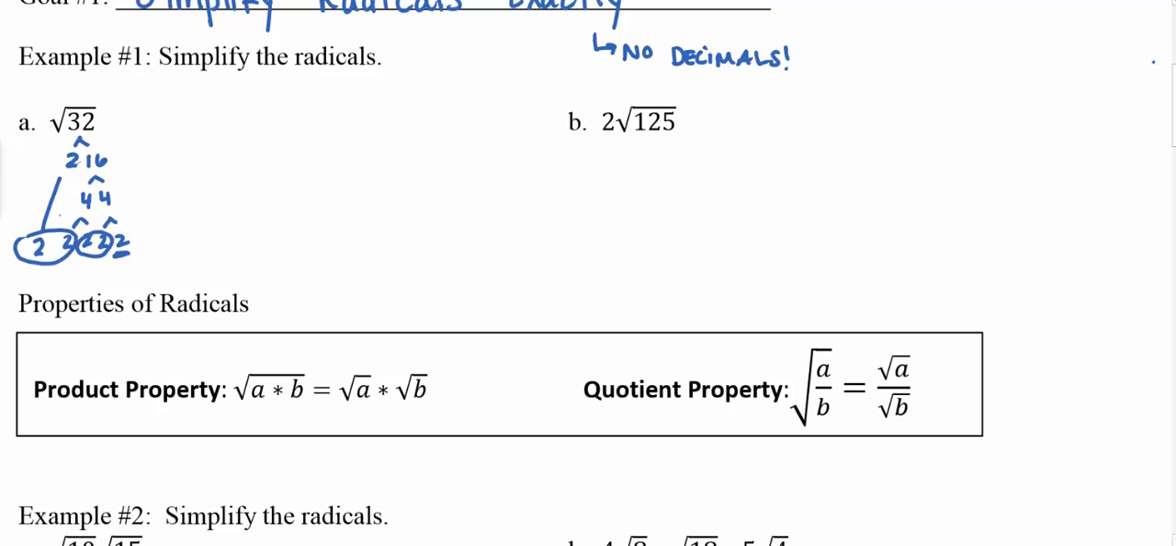So for every group of 2, I get to bring one of them out front of the radical. So in this case I have 2 2's out front because I had 2 groups. And then under my radical, I had this 2 right here that was left over. So that has to stay underneath the radical. But make sure that you're doing all the math. So we want to do 2 times 2, which is 4 root 2.